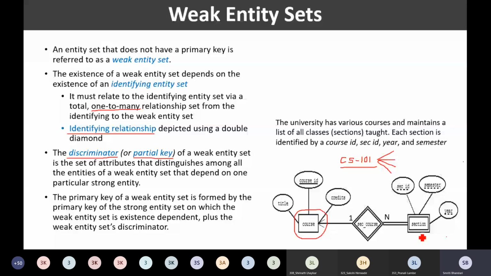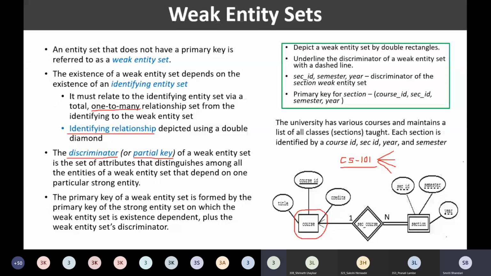Have you understood the concept? Yes, ma'am. Let us summarize the things. Ma'am, will you repeat? Yes.